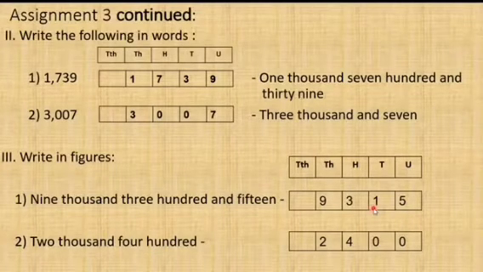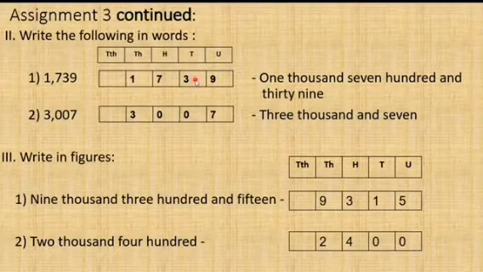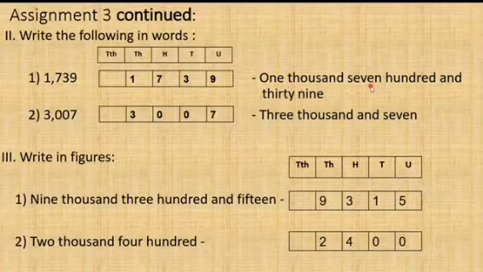Now moving on to the second one, write the following in words. First one being 1739. We just have 4 digits here. 1 is filled under thousands place, then 7 under hundreds place, 3 under tens place, and 9 under units place. It is written in words as 1739. Now the second one, 3007, it's written as 3007.